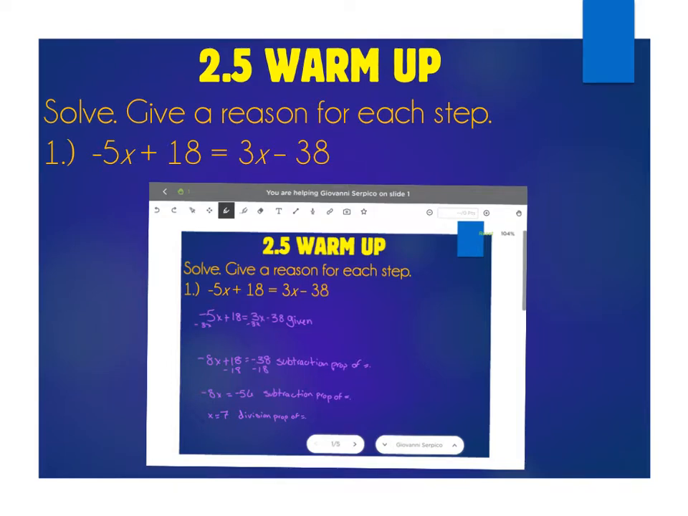All right, so overall pretty good. 2.5 was obviously the properties of algebra, right? So in questions like 1 and 2, we had to solve the equation and then explain each step.